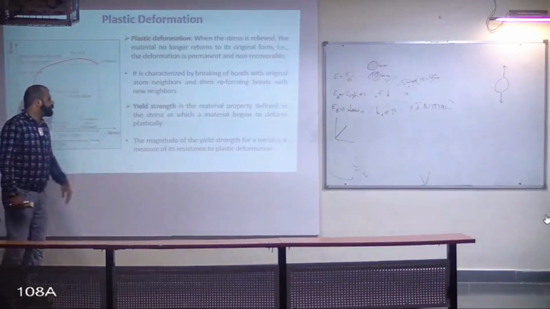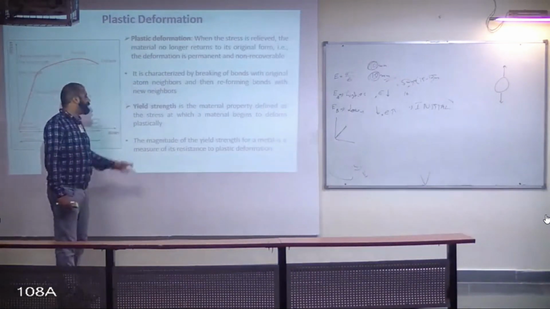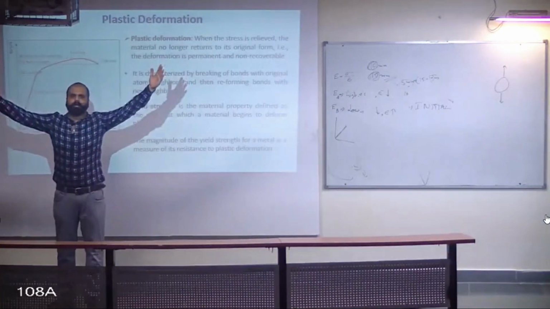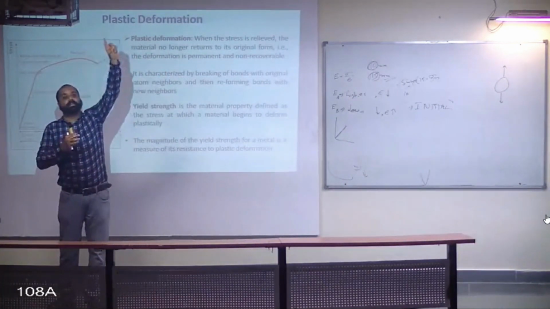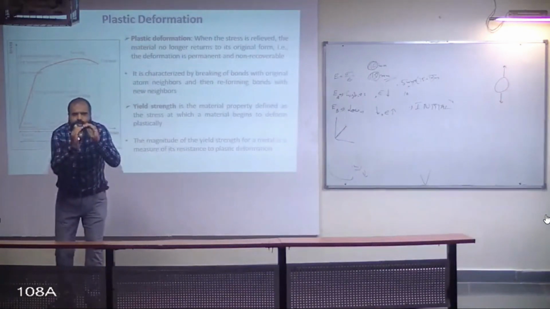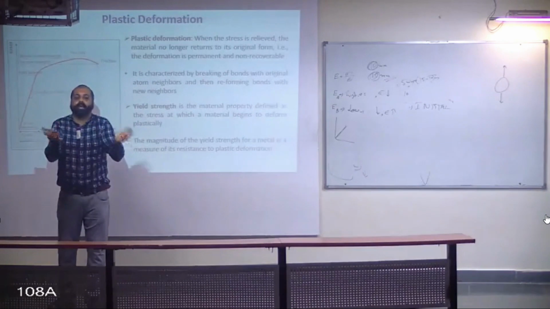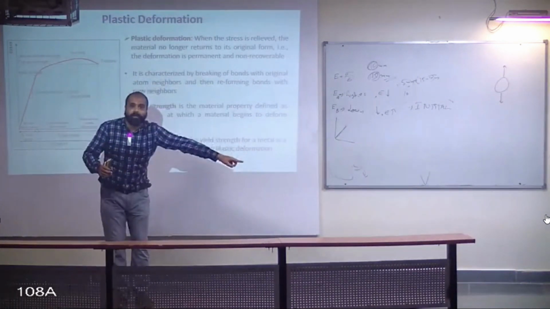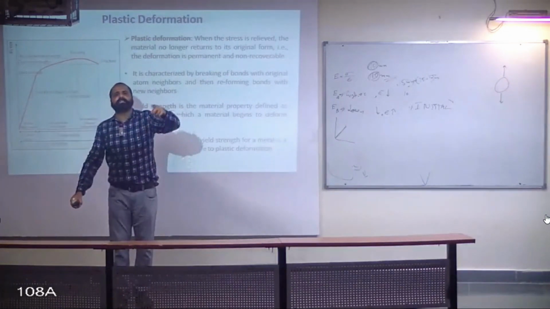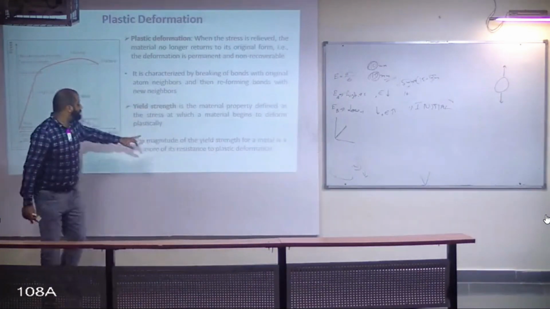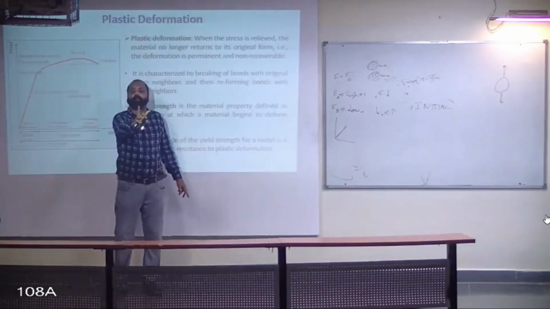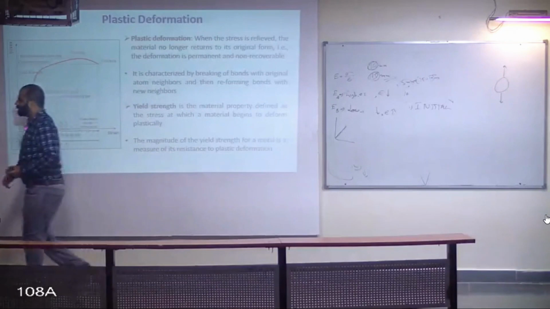The magnitude of the yield strength of a metal is measured by its resistance to plastic deformation. Yield strength ज्यादा होगा मतलब प्लास्टिक डिफॉर्मेशन करने के लिए ज्यादा स्ट्रेस लगाना पड़ेगा. Yield strength कम होगा मतलब थोड़ा सा स्ट्रेस लगाया प्लास्टिक डिफॉर्मेशन शुरू हो गया. So yield strength is nothing but it measures the resistance of the material to plastic deformation. I hope आपको ये चीज समझ में आ गई हो.